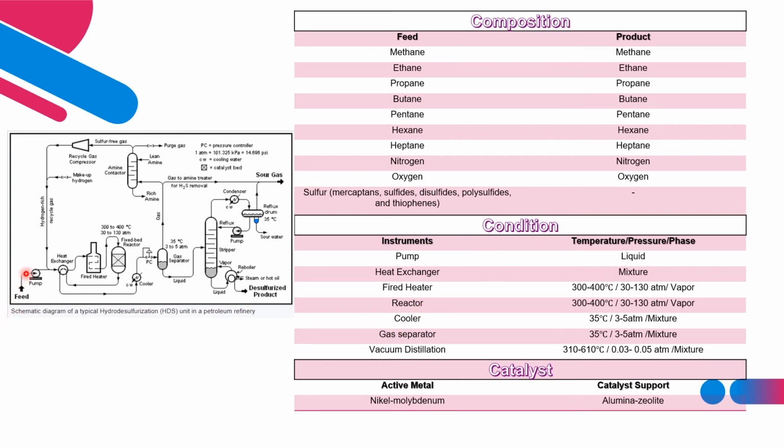The crude oil will be pumped in by the pump in the liquid phase, and it will go to the heat exchangers in the mixture phase. Then the crude oil will go into the fire heater, reactor, cooler, gas separator, and vacuum distillation with those conditions. The catalyst that will be used inside the reactor is nickel molybdenum supported by alumina zeolite.